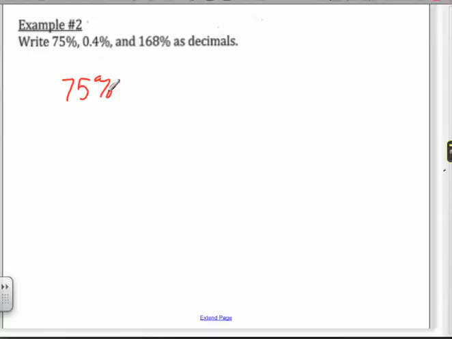Okay? So what should I do to convert this to a decimal? Alberto. I move the decimal point 2 places to the left. Good. But let me ask you this, Alberto. Where is the decimal point right now? Right now it's behind the 5. And Alberto says, let's move it to the left 2 places. And that's going to give us 0.75.